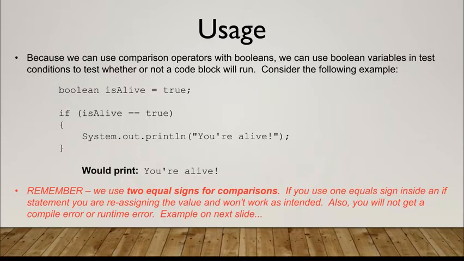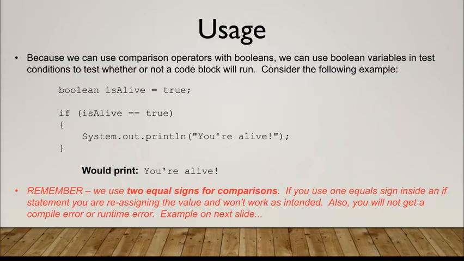Usage. Because we can use comparison operators with Booleans, we can use Boolean variables and test conditions to test whether or not a code block will run. Consider the following example. Boolean isAlive is set equal to true. If isAlive is true, then we're going to print you're alive. This will print you're alive because the statement is true.